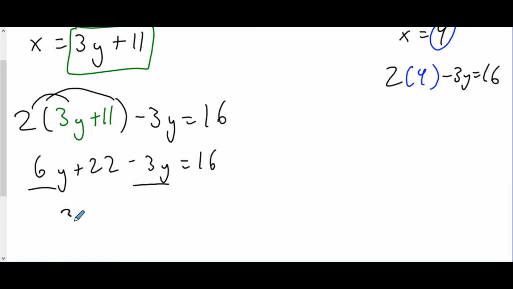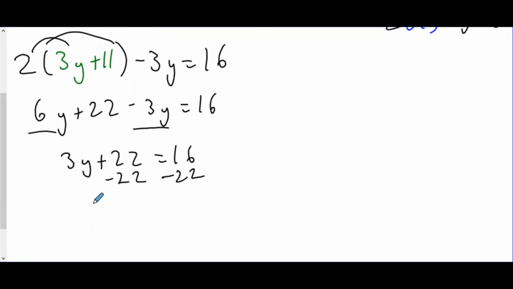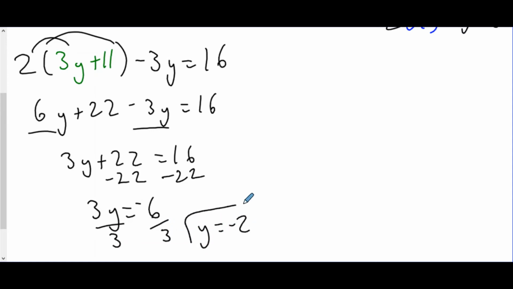6y's minus 3y's is 3y's. Subtract 22 on both sides. 3y equals negative 6. Divide both sides by 3, and y equals negative 2. But we're not done, because remember, a system has a solution that's an ordered pair, x and y. Right now I only have y, I need to figure out x.